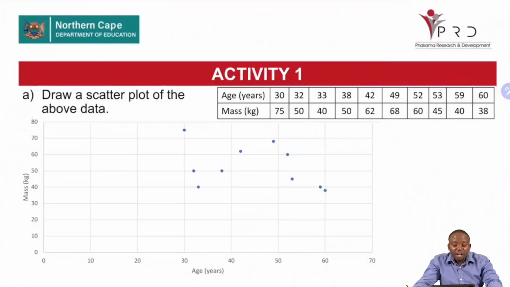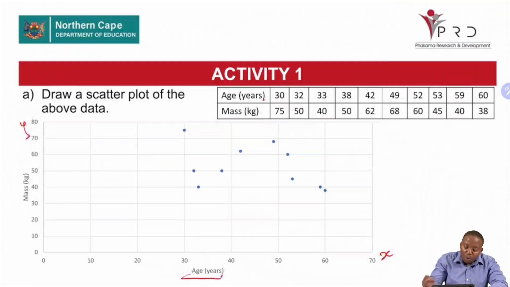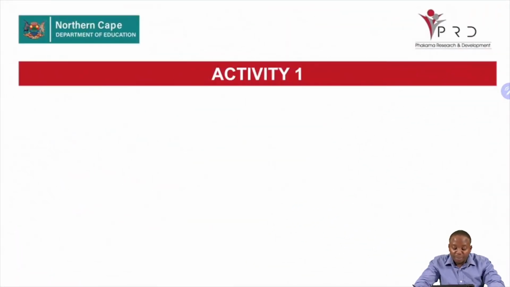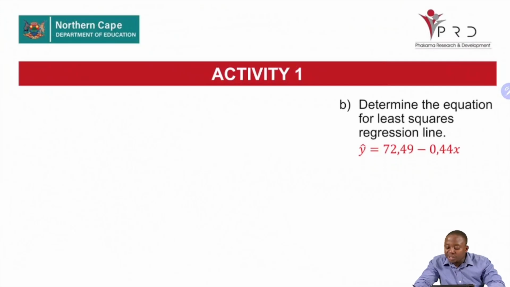Now, number 1, they said draw the scatter plot of the above data. So we can see our age is in years, it's on the x-axis, and the mass is on the y-axis. Then we work from there: age 30, mass 75, you can say 30, 75 is there. Then you plot all of the values. Then you go to question number 2, which says determine the equation for the least squares regression line. So how do we determine this? Remember, we utilize our calculator instructions, and this is our a plus bx. So this is y hat is equal to a plus bx.